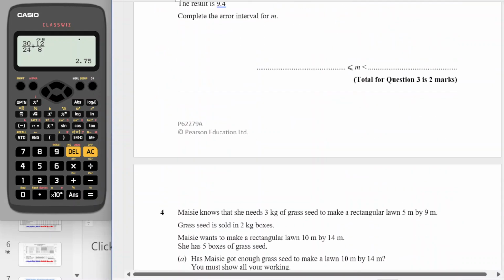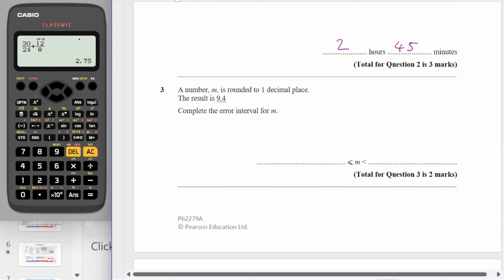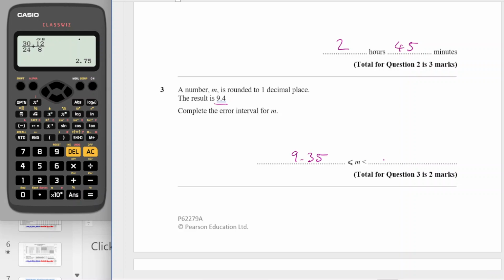Okay, question 3. Numbers rounded to one decimal place. The result is 9.4, complete the error interval. The smallest that could be would be 9.35, and the largest that would be 9.45. And using inequality symbols, we write it like that.